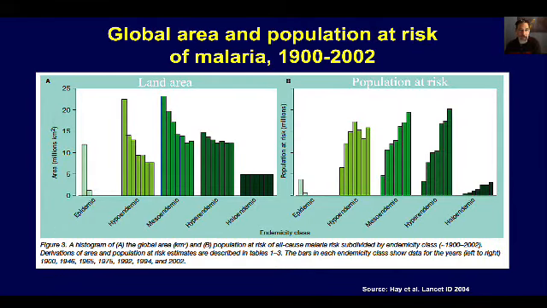In their analysis, they looked at what's happened in terms of the land area over time. So the land area that has been in each of these transmission categories has actually decreased a little bit over time, of course, but in holoendemic areas hasn't really changed that much. But if you look at the population at risk, this is getting at what I was saying earlier. Over time, the number of people in each of these higher transmission intensity areas has increased. And so the population at risk for malaria has increased over time, especially in some of these areas that are hyperendemic, but also holoendemic.